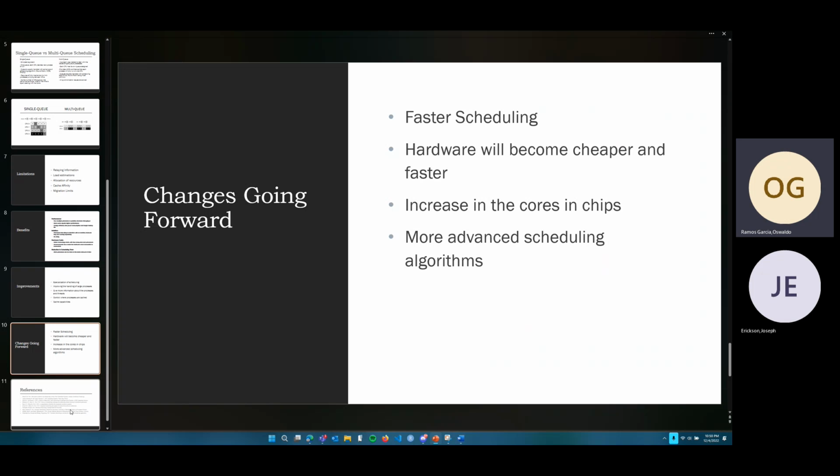Going forward, the changes we're going to be able to see are the development of better multi-core scheduling algorithms, leading to faster scheduling. Hardware will become cheaper and faster, which will in turn lead to faster scheduling. There's going to be an increase of cores and chips, so more cores will be able to do the processes in about the same amount of time, so more things get done in the same amount of time. And more advanced scheduling algorithms will lead to faster scheduling.